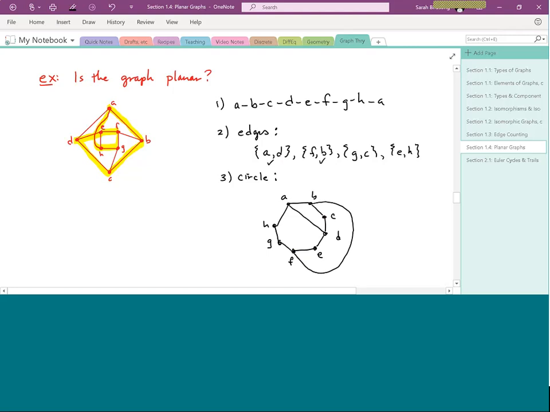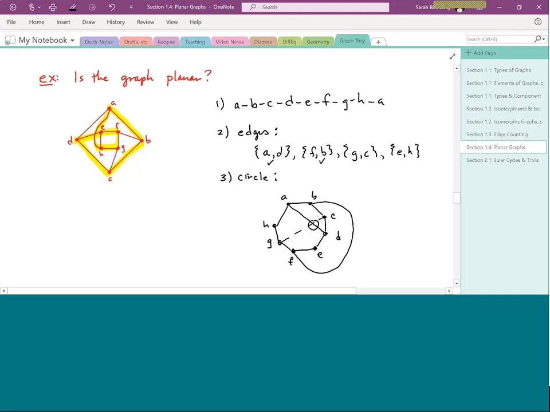Third is G to C. Now, G to C, if we try to do it on the inside, would in fact cross the AD edge. But if we did it on the outside, it would also have to cross this BF edge. So this one right here has a dotted line, and then this intersection right here.